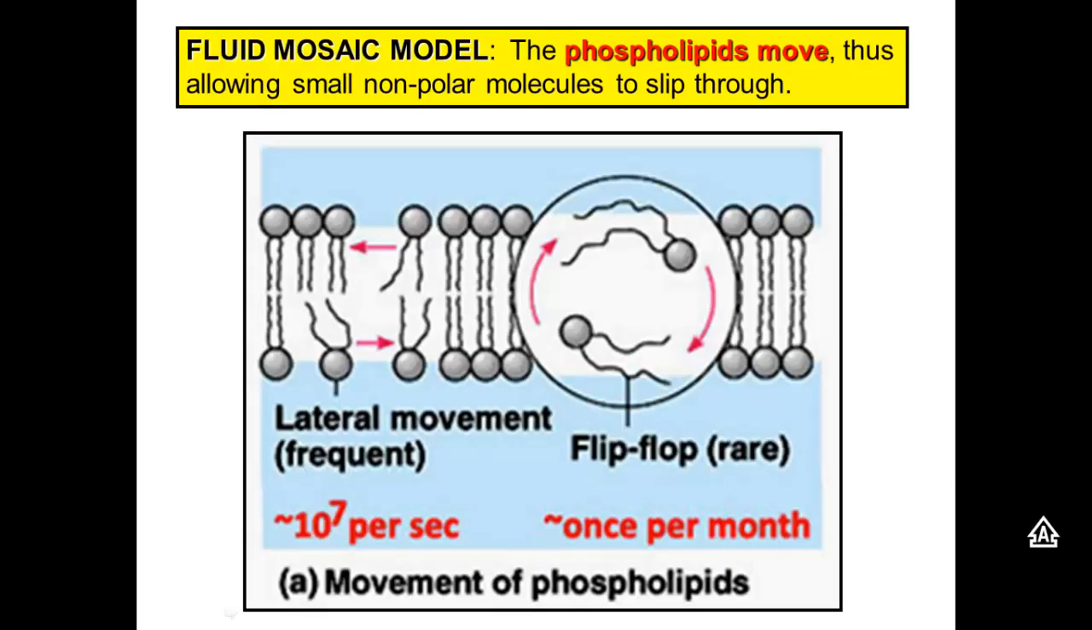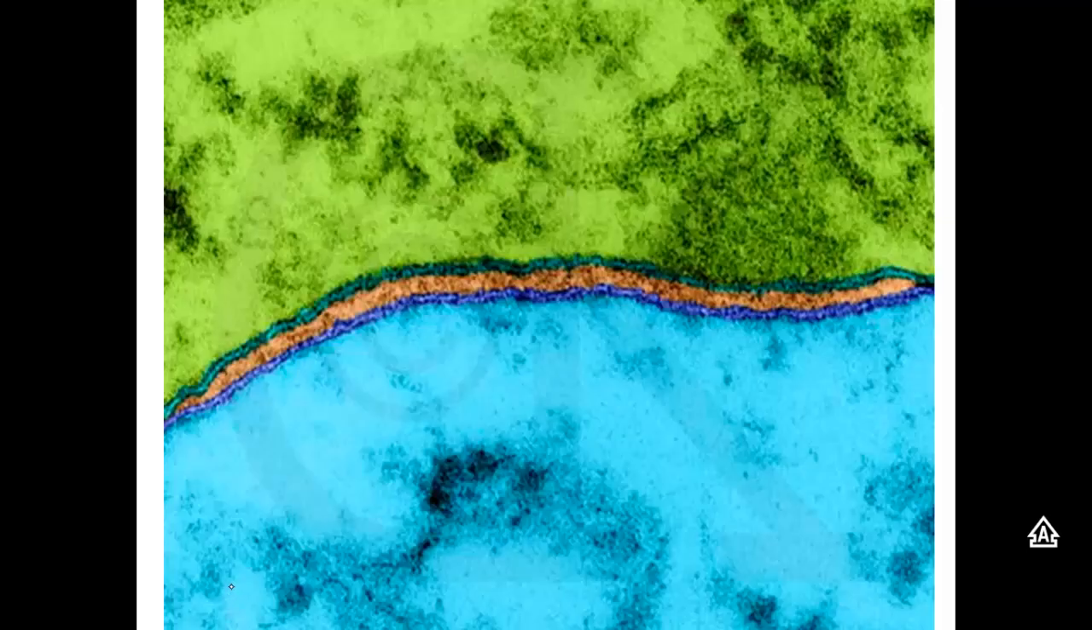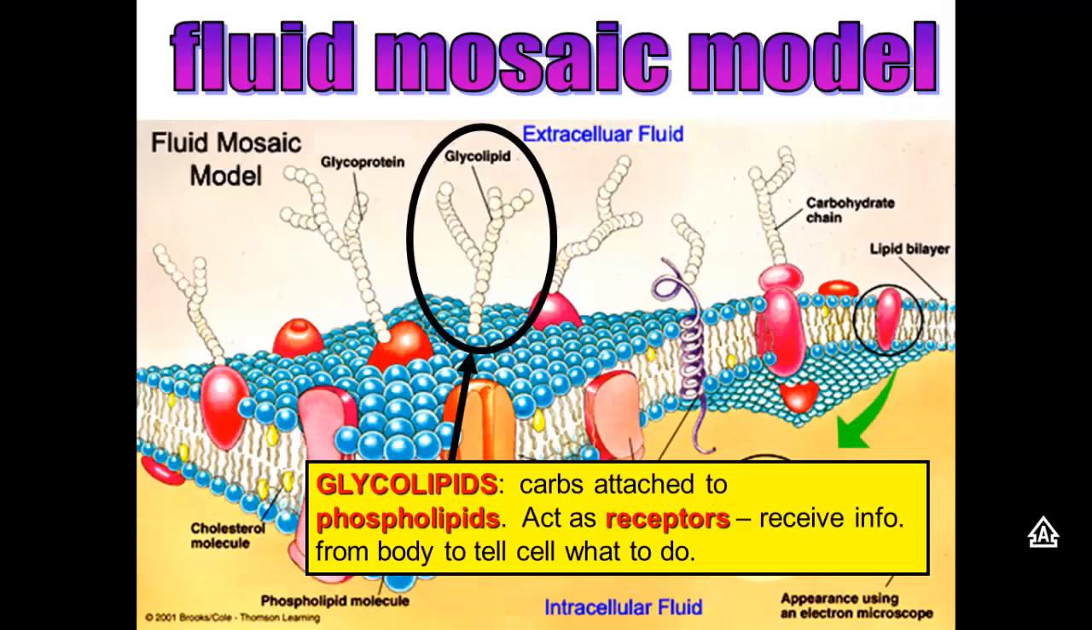The reason we call the plasma membrane fluid is because these phospholipids move horizontally, and sometimes they even flip from one side to the other. And it's a double layer, as you can see in this next picture. This is an electron micrograph. This is a cell here, and this is a different cell here, and you'll see both of them have a double layered membrane. So let's talk about the parts.